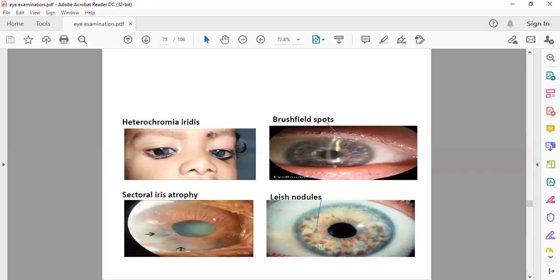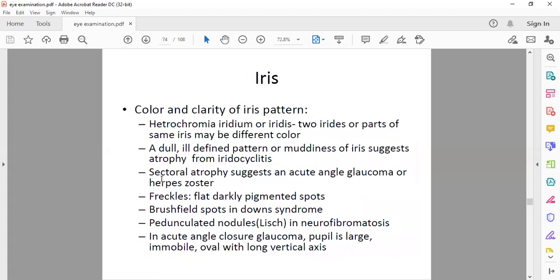And these nodules which are seen on the iris surface, these brown nodules are a sign of neurofibromatosis. So these are called Lisch nodules. So these are some of the abnormalities of iris that you see.